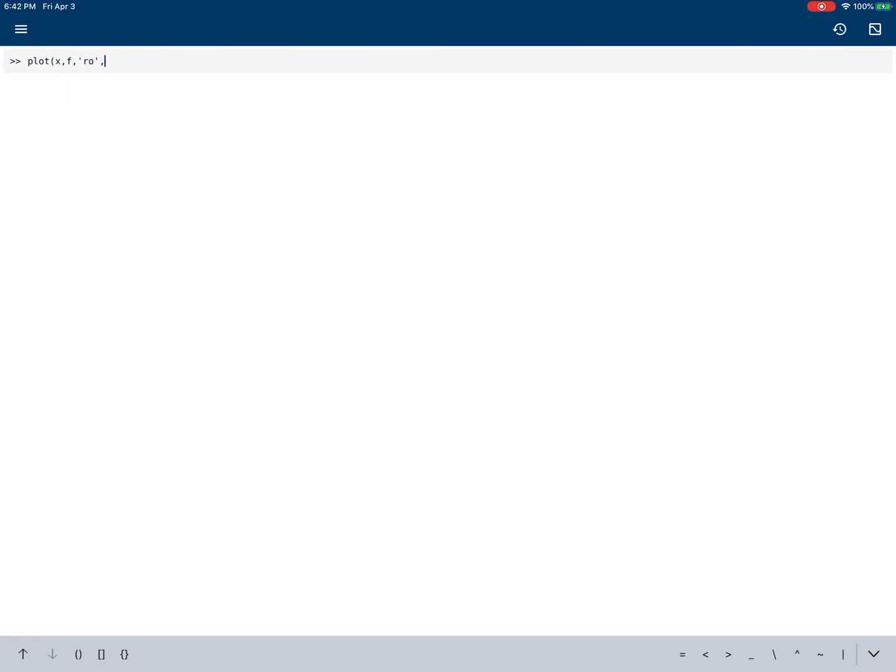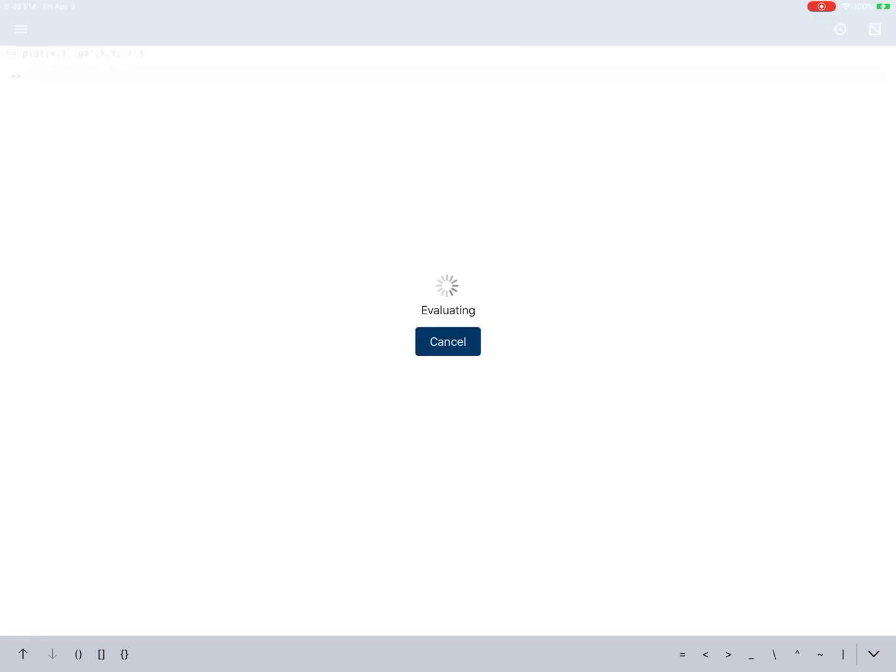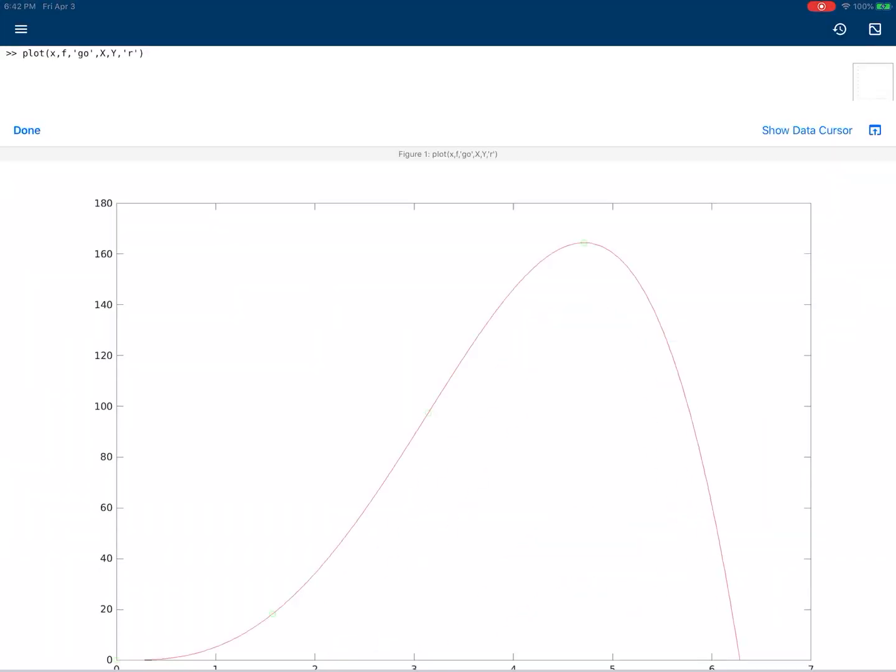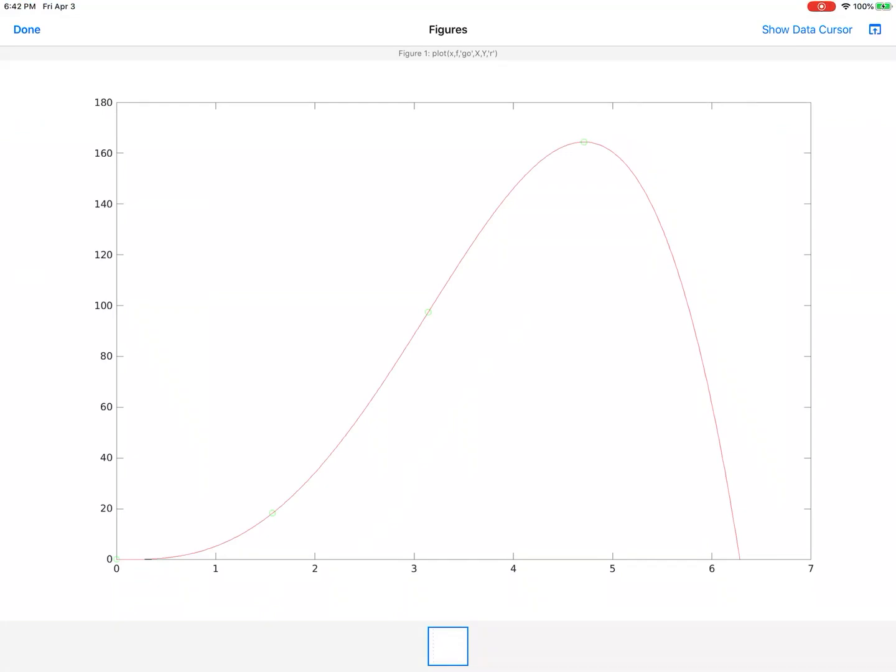So yay, lots and lots of points here now. So plot little x, little f, 'ro', and then big X, big Y, and I'll plot this in, I don't know, maybe green? No, I'll do the sample points in green, and we'll do this one in red. So that will be just 'r'.